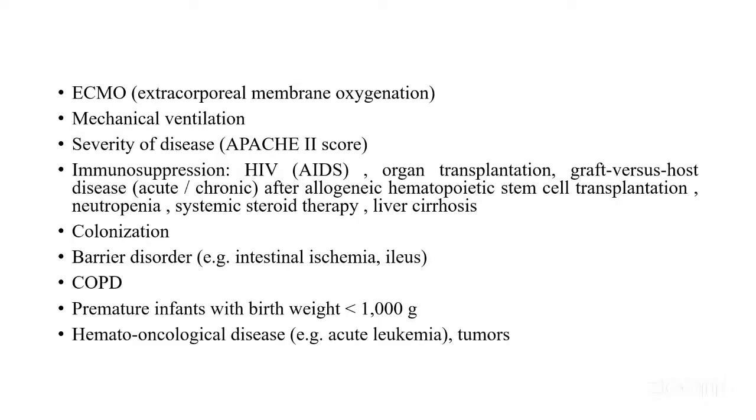Severity of the disease, APACHE II score. Immunosuppression like HIV, AIDS, organ transplantation, graft versus host disease, both acute and chronic. After allogenic hematopoietic stem cell transplantation, neutropenic patients, systemic steroid therapy, liver cirrhosis, end-stage disease, colonization, barrier disorders like intestinal ischemia, ileus, COPD, chronic COPD patients, premature infants with birth weight less than 1 kg, and hemato-oncological diseases like acute leukemia and tumors are risk factors for candidiasis.